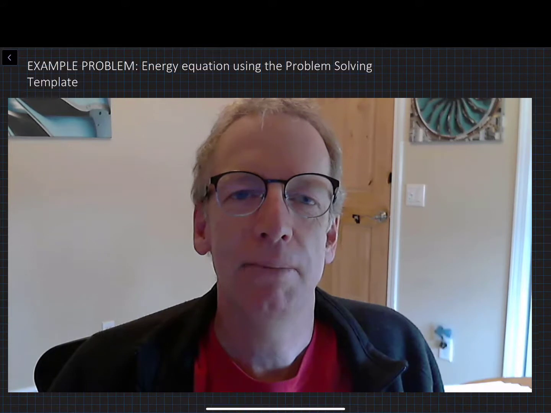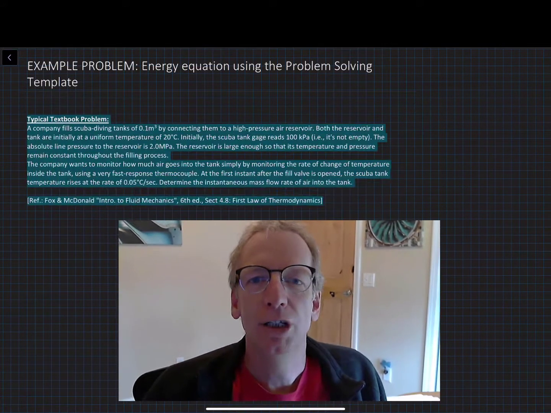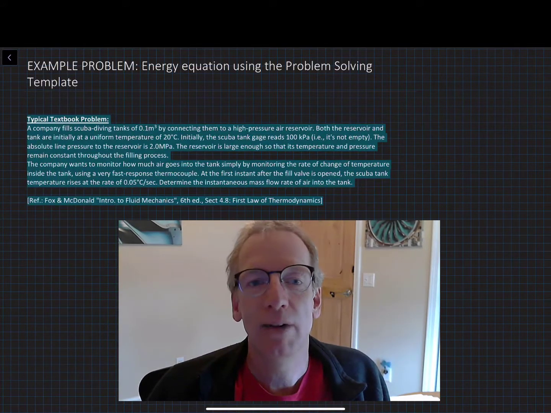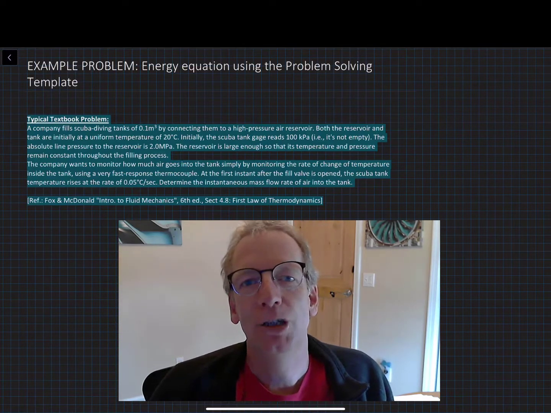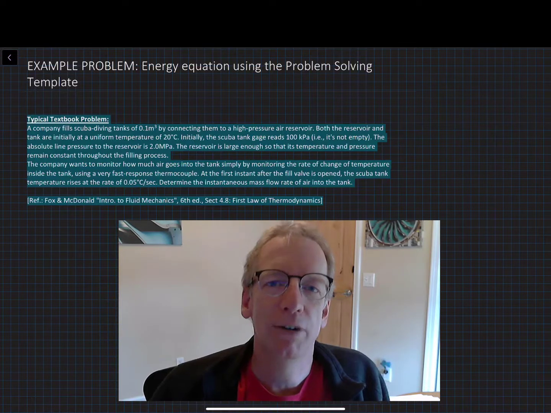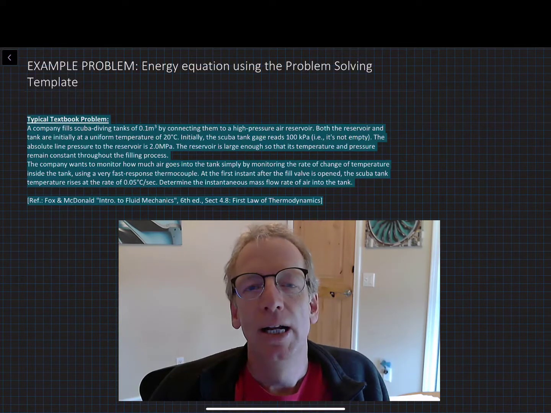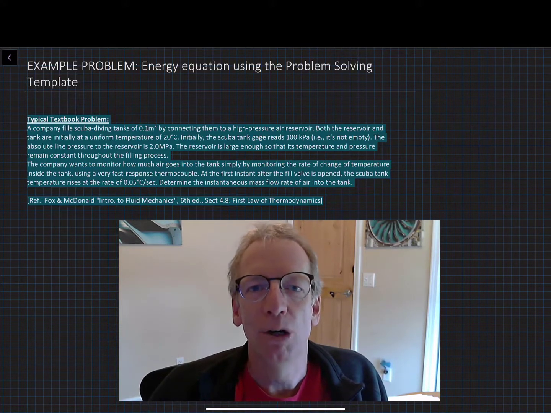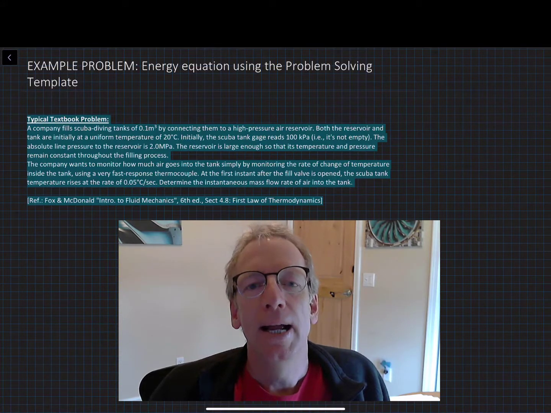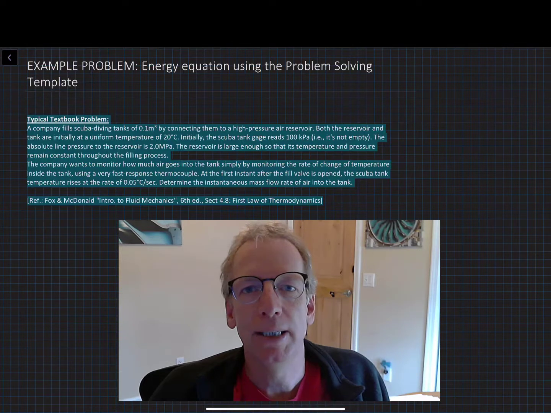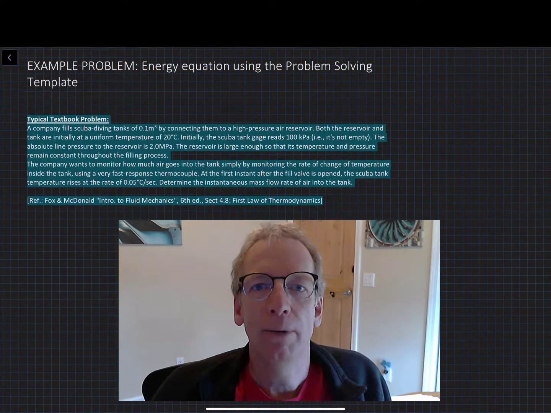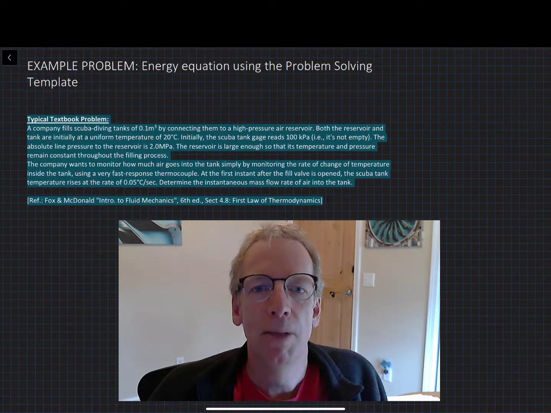The problem statement is right there. Initially, what we have is a scuba diving tank. The volume is given to us, 0.1 cubic meter, and it's attached to a very large reservoir. We're going to assume that that very large reservoir doesn't change in state as time goes. Initially, though, that reservoir and the scuba tank are both at steady state and at the same temperature, which presumably is the ambient temperature where they're at, around 20 degrees Celsius, according to this problem.